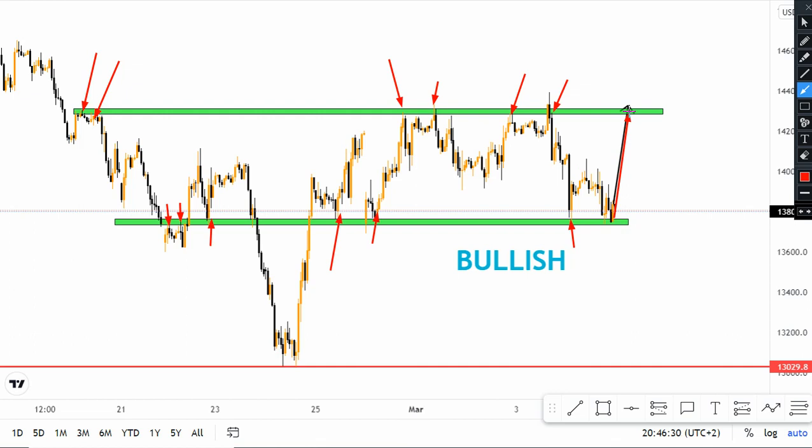The market has more chances of going up than going down, so look out for that. If you're trading US100, which is Nasdaq also known, you should be looking for buys. But what happens if the market then breaks below this area?